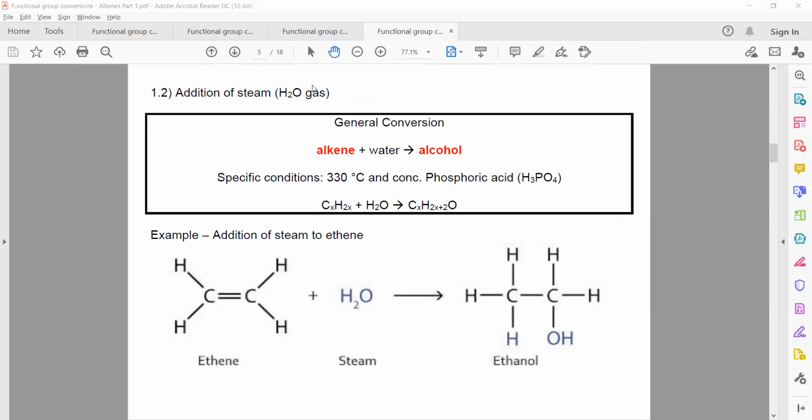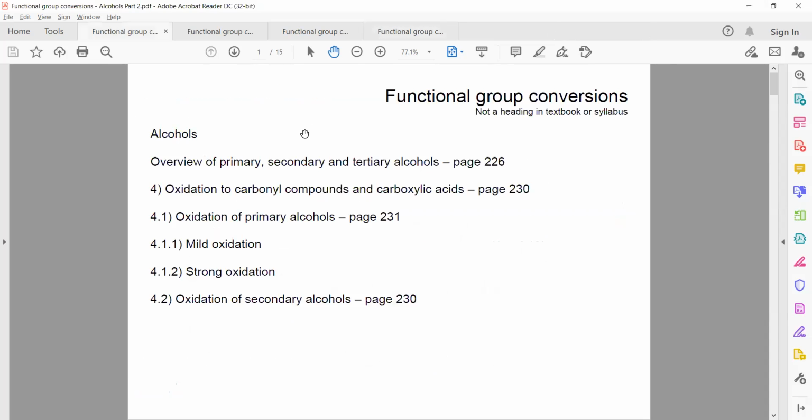Cool. So for today's topic, I just want to quickly talk about the difference between strong oxidation versus mild oxidation. It's in alcohols part 2, so it's this note over here. You'll see here that we mention mild oxidation and strong oxidation of primary alcohols. The only difference between the mild and the strong is that if you do the mild oxidation, you get the aldehyde. If you do the strong oxidation, you get the carboxylic acid.